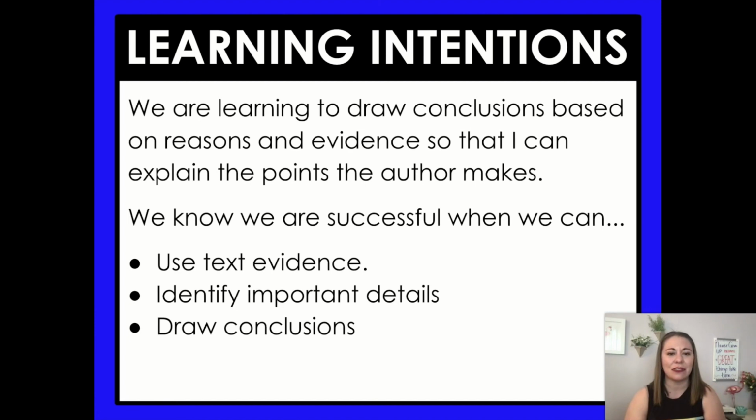So we know we are successful when we can use text evidence. We are always looking back in the text and seeing exactly where everything is in the text. Like I had those arrows that literally pointed. So we used the text evidence. Check. Identify important details. So again, we look back in the text to see what parts were important about the use of credit cards. Check. And then draw conclusions. So we put together that text evidence with our background knowledge to form some newer ideas.